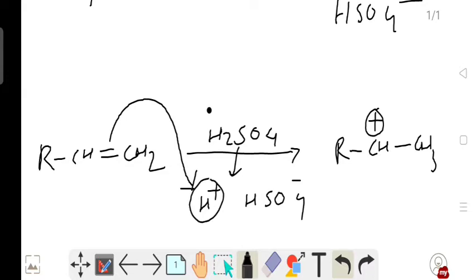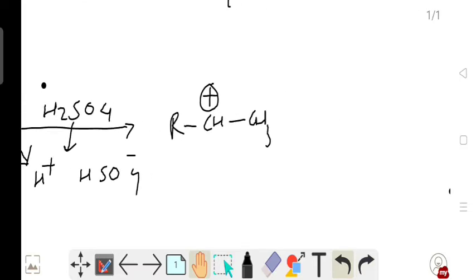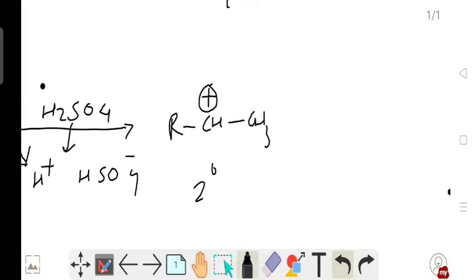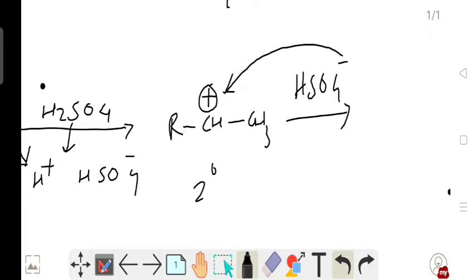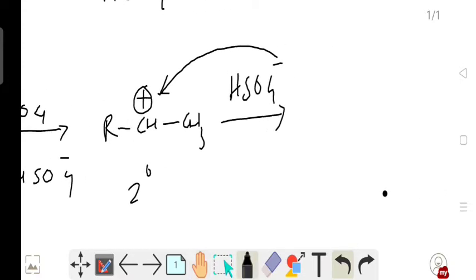If this hydrogen atom attached at that center, then the carbocation would form at this center, but it would be a primary carbocation, which is unstable. That's why, according to electrophilic addition, the most stable carbocation forms after addition of H plus. Then a 2-degree carbocation is formed. Then the nucleophile, HSO4 minus, attaches to this carbocation, and the product will be R CH OSO3H.